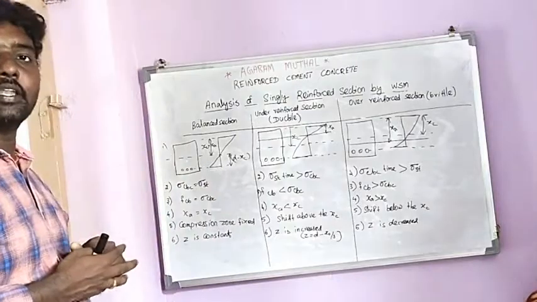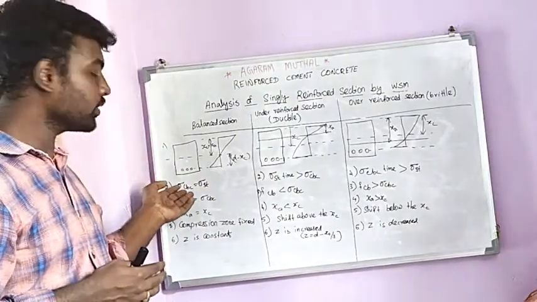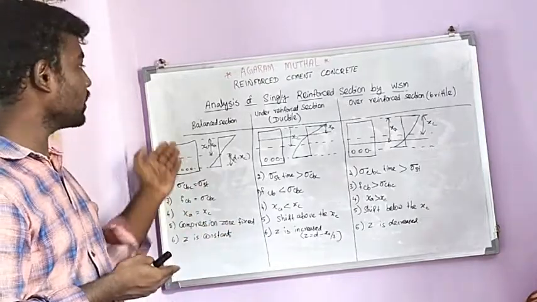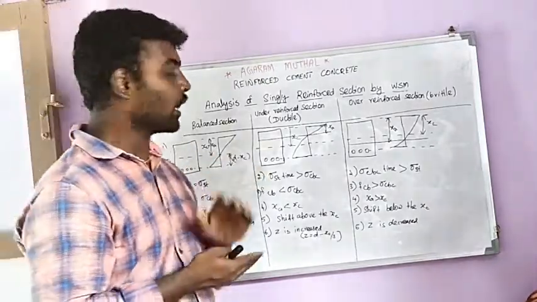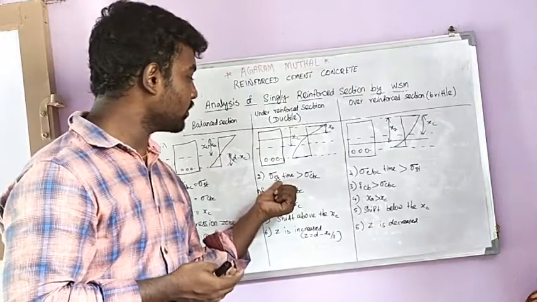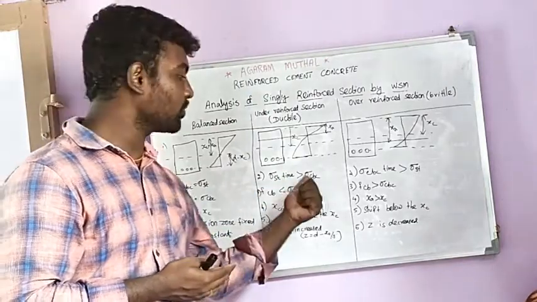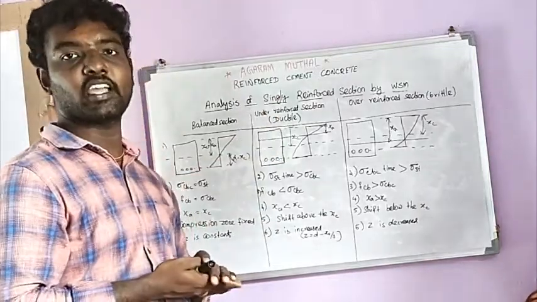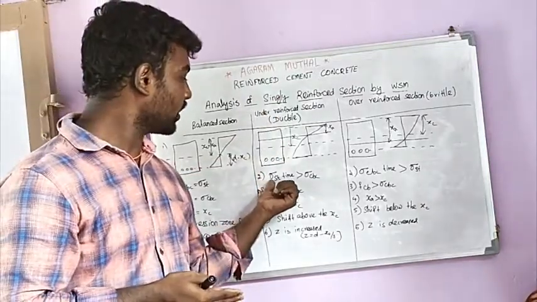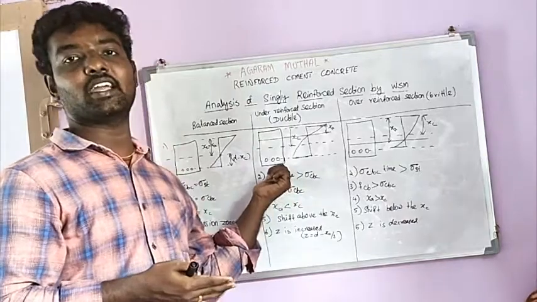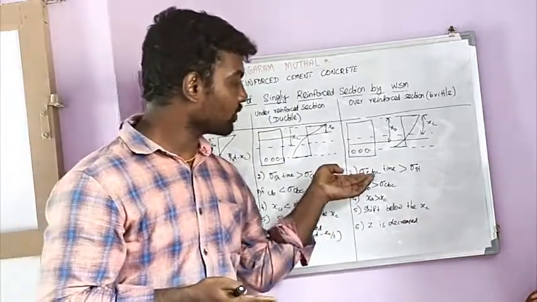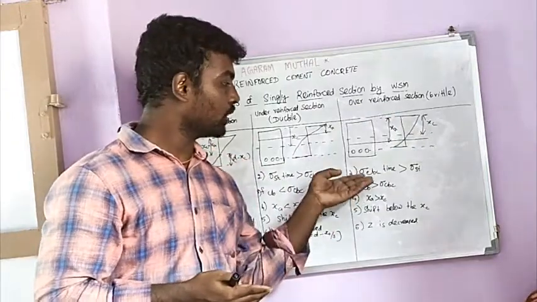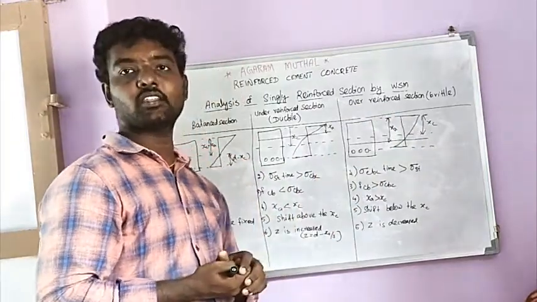And the second point, as I said earlier, both compression and tensile permissive stresses are equal in balance sections. In under reinforced sections, the stress in steel is higher than the stress in concrete. The reason is that the area of the tensile zone is higher, and because of that, the stress in steel is getting higher. Whereas for over reinforced sections, the area of the concrete is higher, so the concrete stress is higher compared to the steel stress.